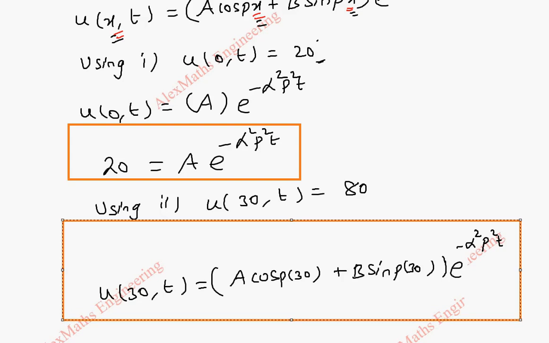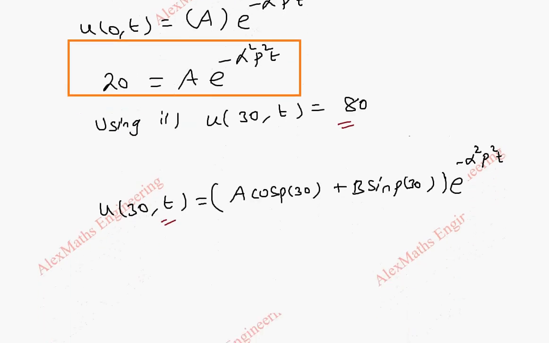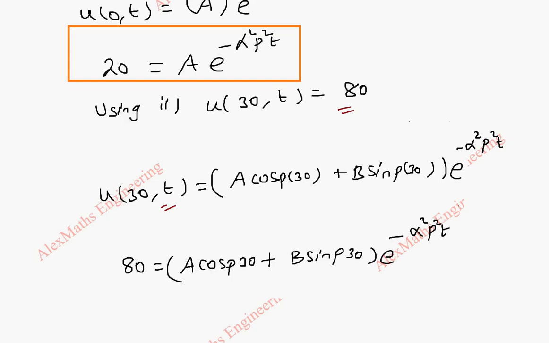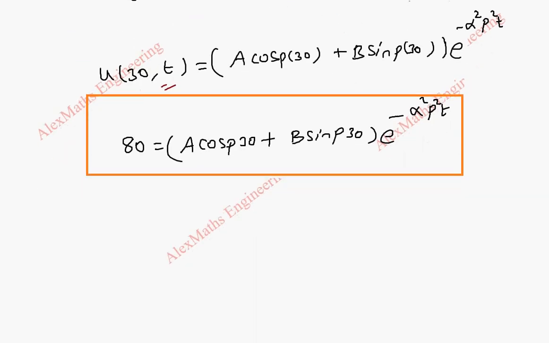Let's replace a constant, that is this 80. We have to replace this 80 here. So we already have one equation. After replacing 80, 80 equal to a cos p 30 plus b sin p 30 into e power minus alpha square p square t. So it is not possible to solve these two equations to get the constants a and b. So that we have to clearly specify.